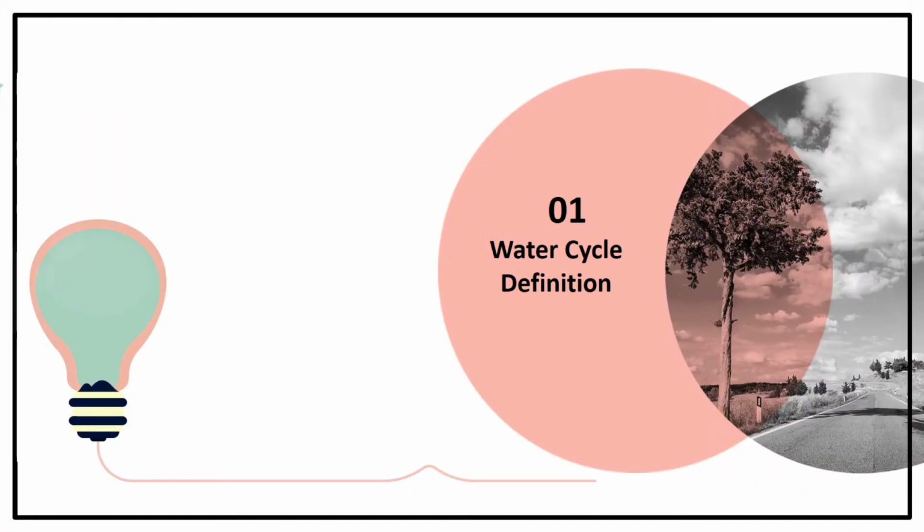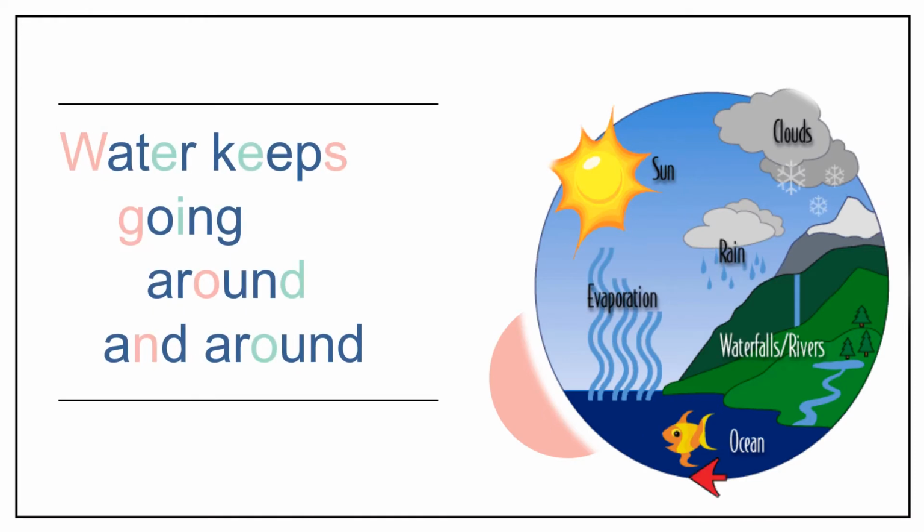Water cycle definition. Water cycle means water keeps going around and around.